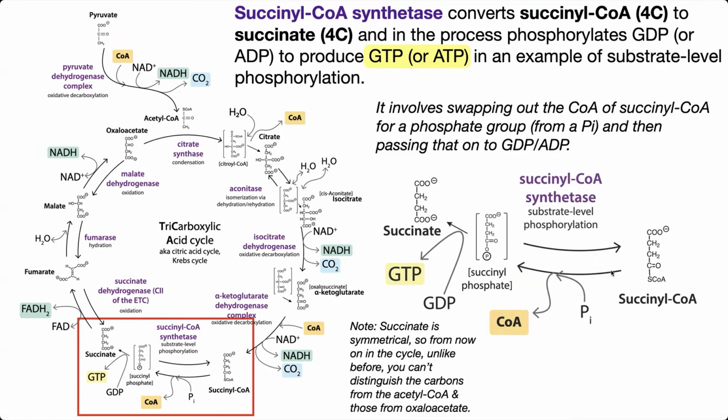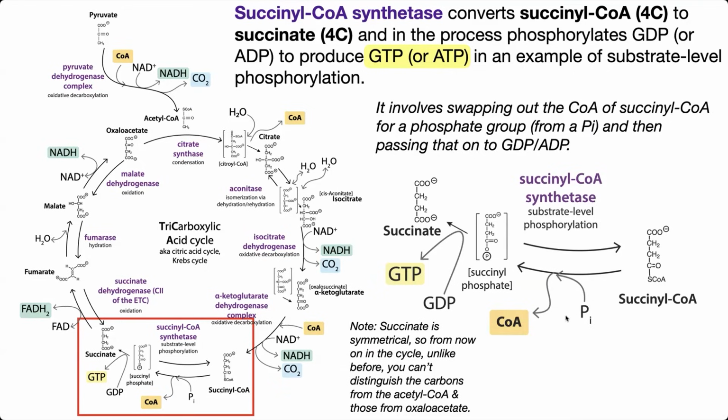Instead, what's going to happen is that you're going to transfer a phosphate group onto the succinyl part in place of the CoA, and then you're going to transfer that phosphate group from the succinyl phosphate intermediate onto GDP to give GTP. And so we take this, remember those links through the sulfur are going to be easier to swap. So we're going to swap out this CoA that's linked through the sulfur.